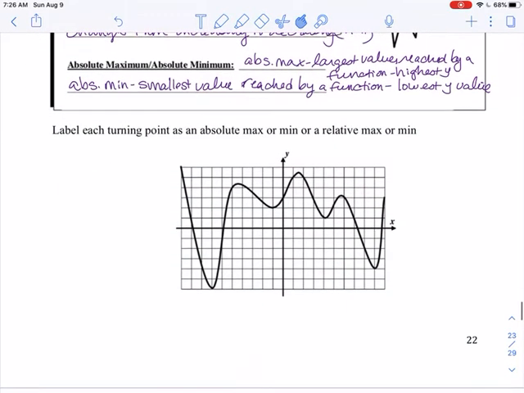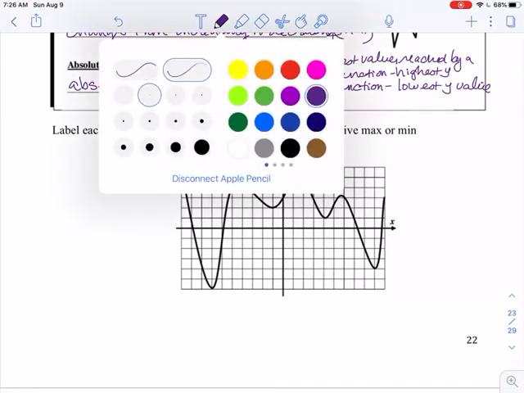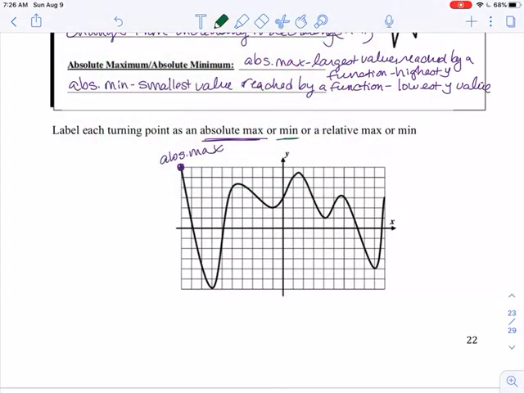All right, let's label each of these points as an absolute max or min or a relative max or min. So the absolute max, that's the highest point on the graph. So let's look for the highest point on the graph. Well, the highest point on the graph is right here, up in the upper left. So that is my absolute max. Let's look for my absolute min. Change the color here. So my absolute min is the lowest point on the graph. Well, that's going to be right here. Absolute min.